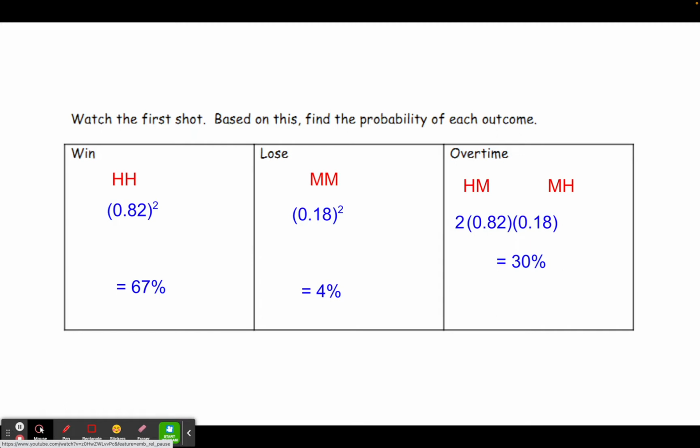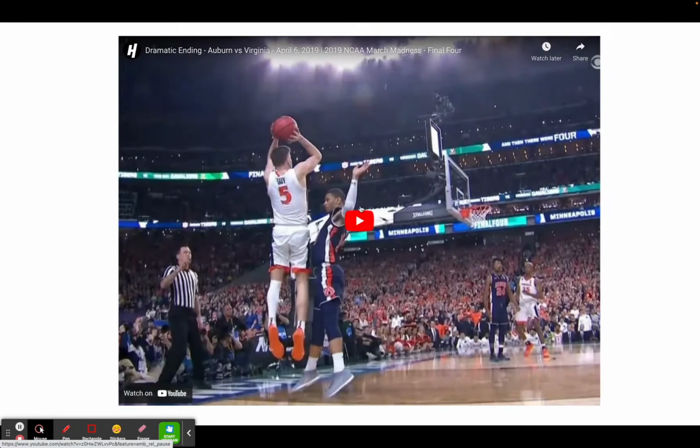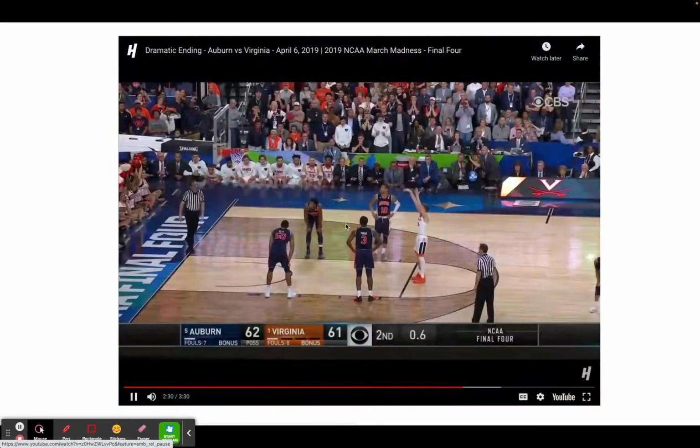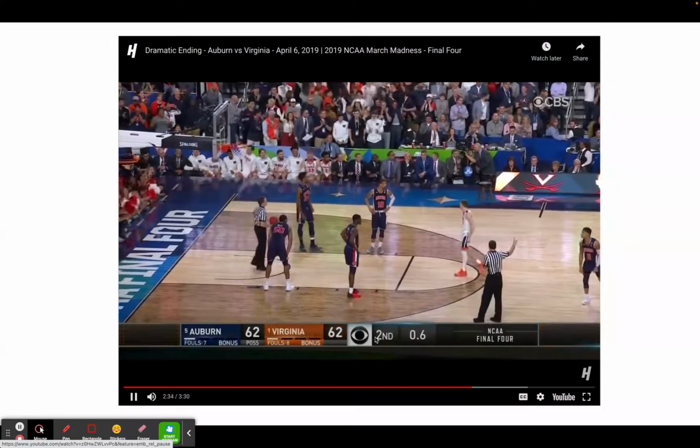Now let's look at the last shot, or the second shot rather.